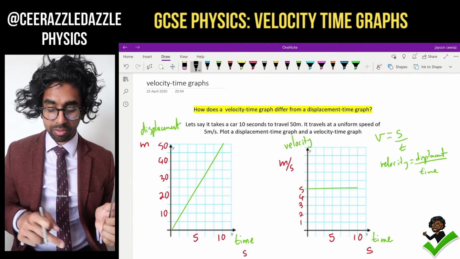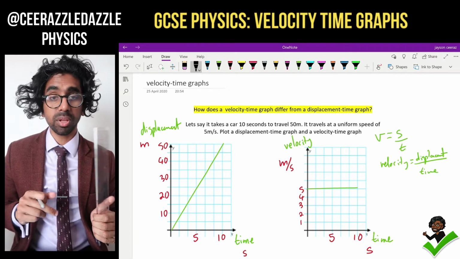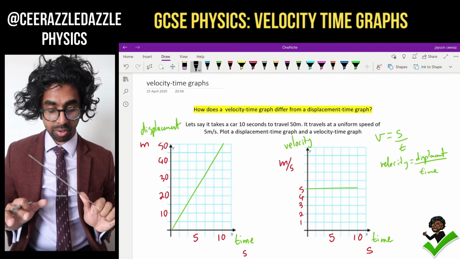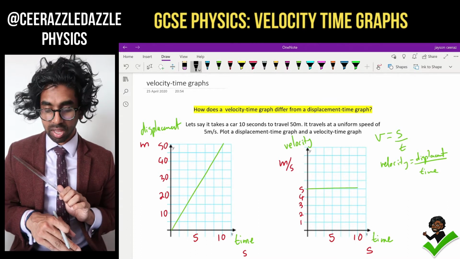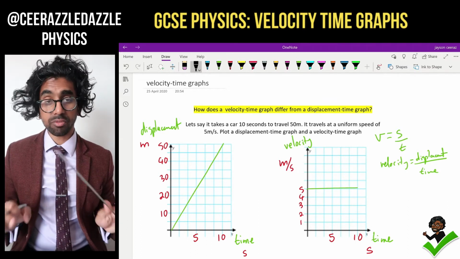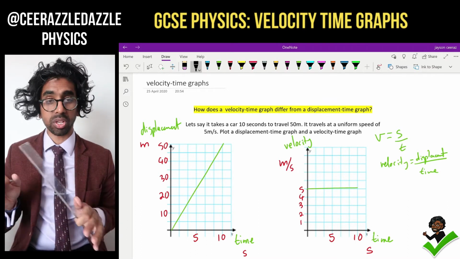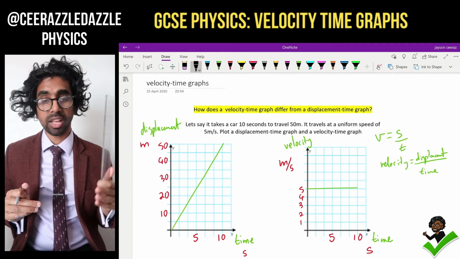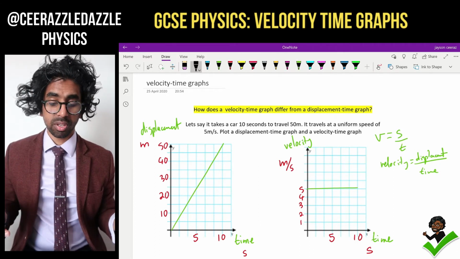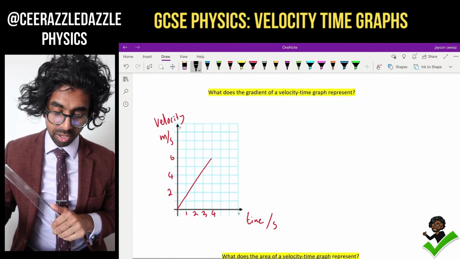Okay, so now we have two graphs to describe the same movement. So look, they're different. One of them is displacement, and one of them is the velocity. So they are different graphs. Make sure you know the difference between a displacement time graph and a velocity time graph. Okay, scrolling down. Let's go.